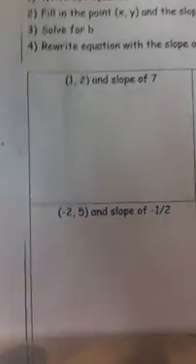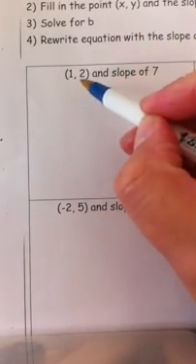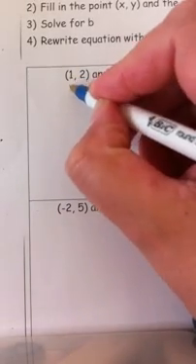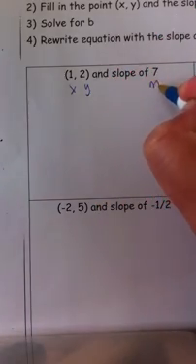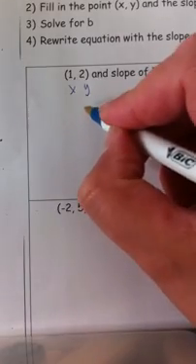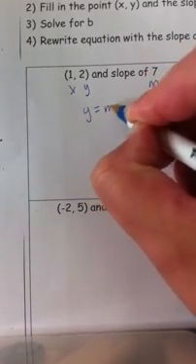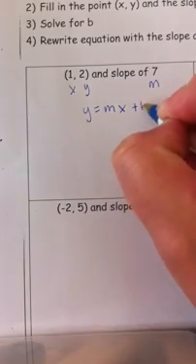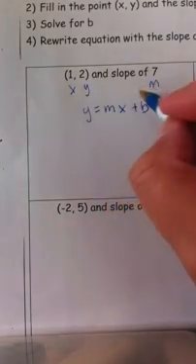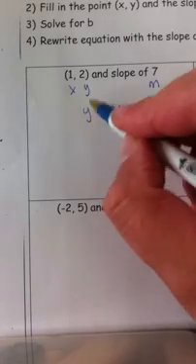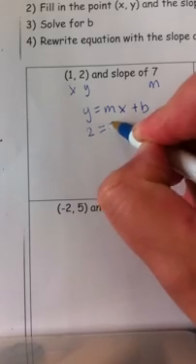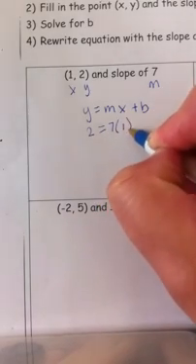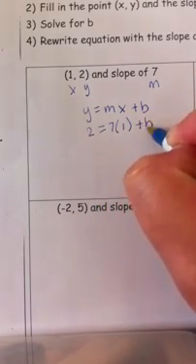Okay, so let's look at your first problem. We have 1, 2, so we have x and y, and we have slope, which is m. So our equation, y equals mx plus b, we're going to fill in everything that we were given. It says y is 2, m is 7, x is 1, and b is what we do not know.